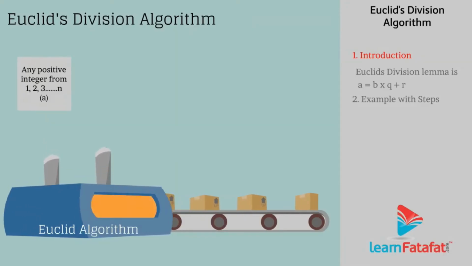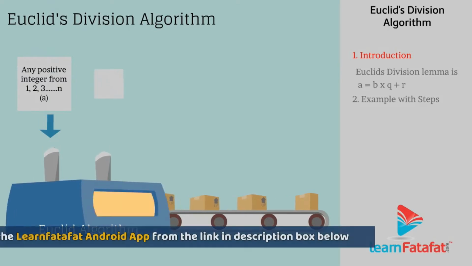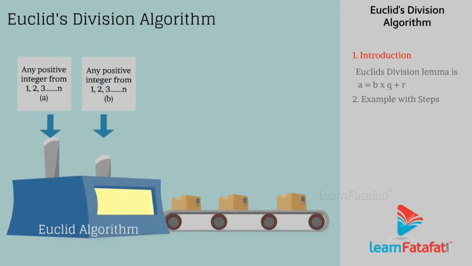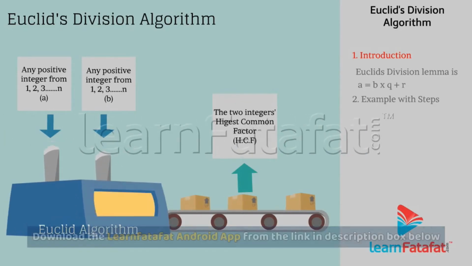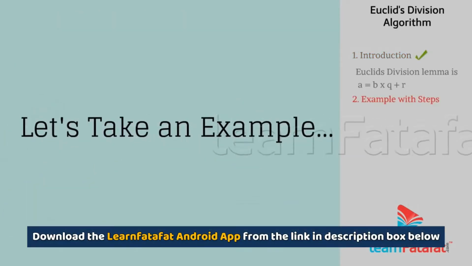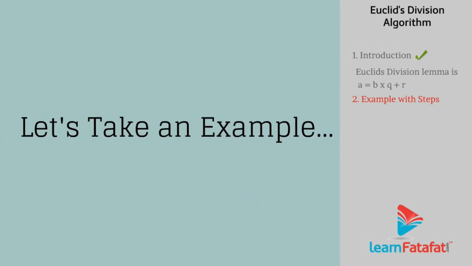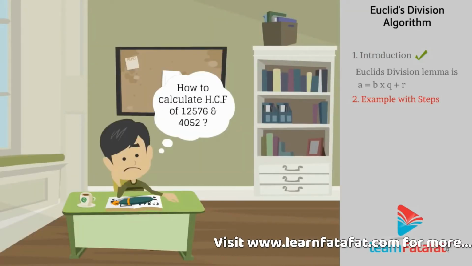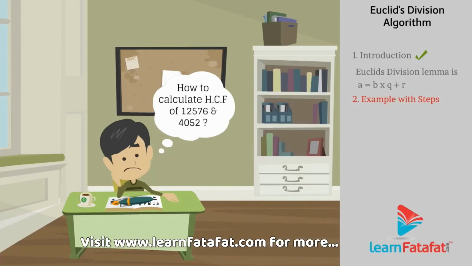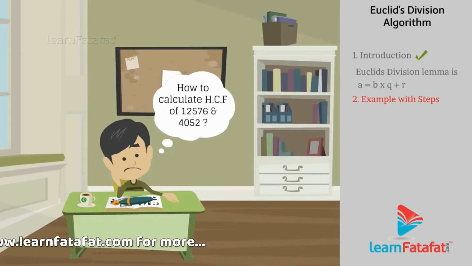It is the algorithm used to calculate the highest common factor, HCF, of two positive integers, a and b. Let's take an example. Once, John was trying to calculate the HCF of two numbers, 12,576 and 4,052.